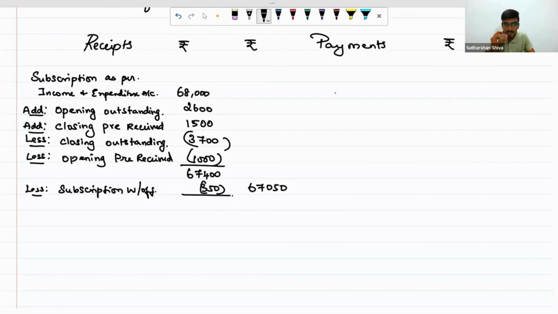So for this subscription part alone, they will provide you 2 to 3 marks. Minimum 2 marks, maximum 3 marks will be awarded to this subscription part alone. So make sure you're focusing more on the subscription area.